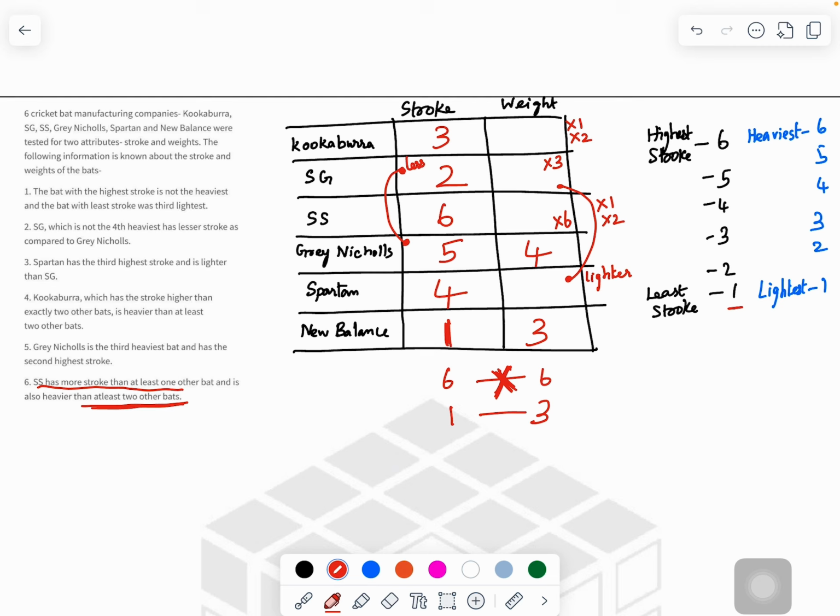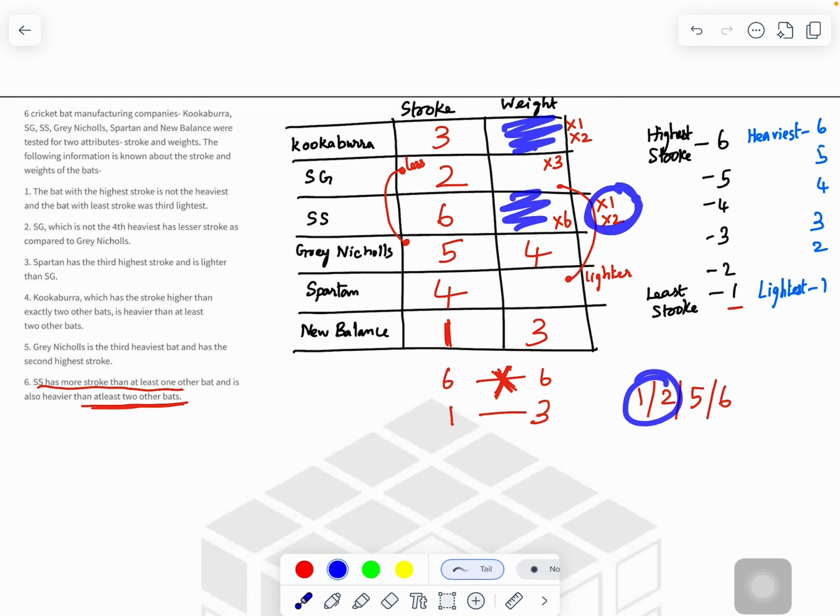Fantastic. Now, what are the numbers that are pending for us to be filled here? 1 is pending, 2 is pending, 5 is pending, 6 is pending. Now, let's focus on 1 and 2. 1 and 2 cannot come here, it is given here. So 1 and 2 can either come here or here only. So 1 and 2 have to come in these two spots only. And they have mentioned that this is the lighter of the bats. So, therefore, this has to be 1 and this has to be 2.